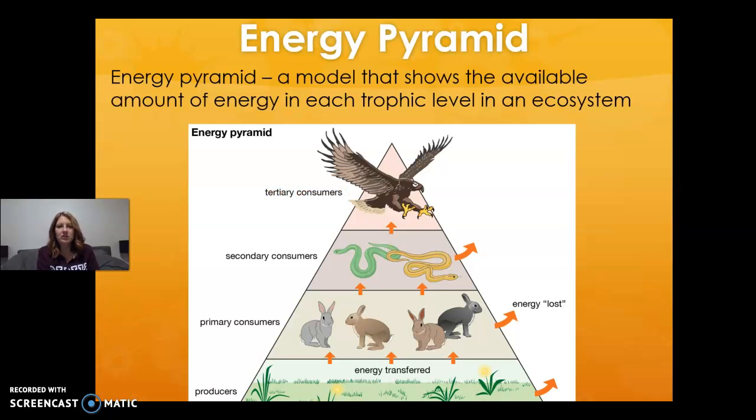So last week you were introduced to energy pyramids. A couple things about them: they're models that show the amount of energy in each trophic level. Remember, the trophic levels: the producers would be the bottom trophic level, and the primary consumers are the second, then secondary and tertiary, just like that.